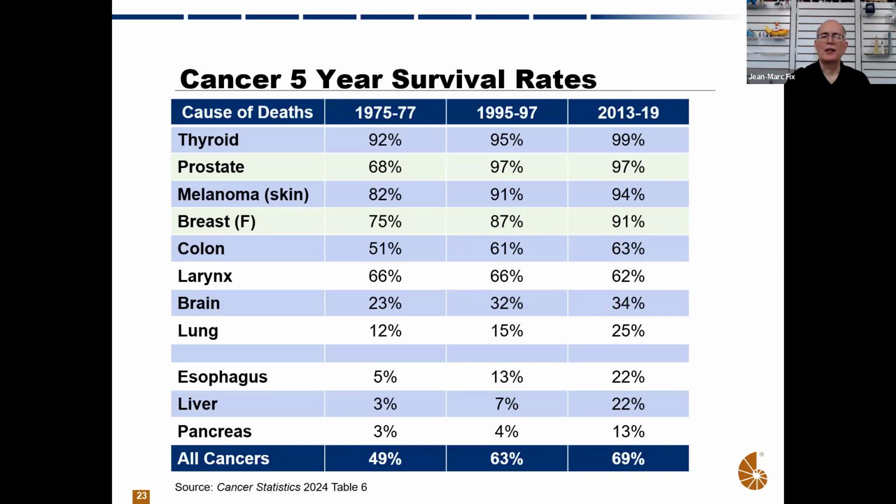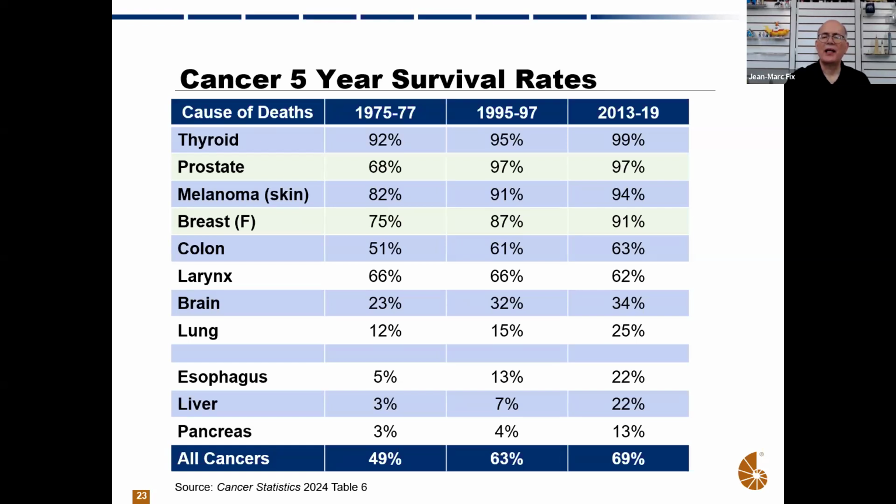Thyroid used to have a 5-year survival rate of 92%. It's now 99%. Prostate was close to 70. It's now over 95. Melanoma was 80. It's now more than 90. Breast cancer was 75. It's close to 90. So those have been success stories in cancer survival.